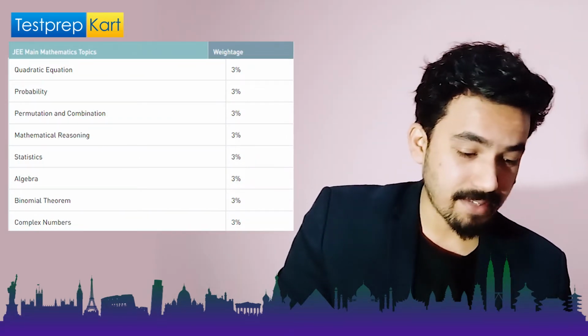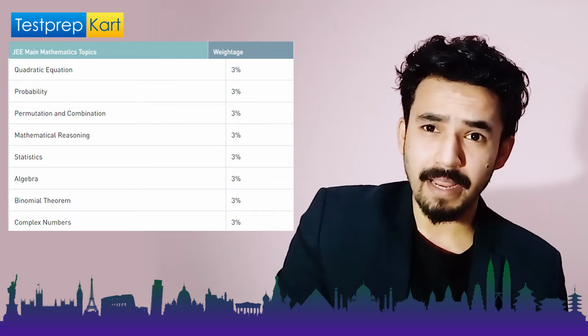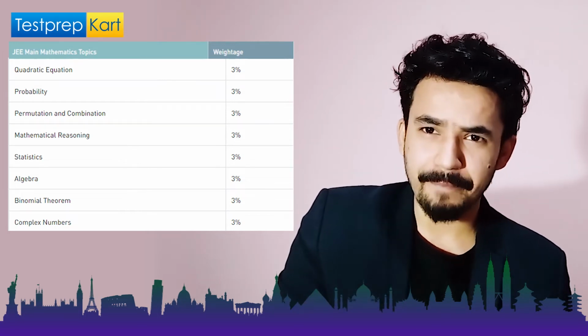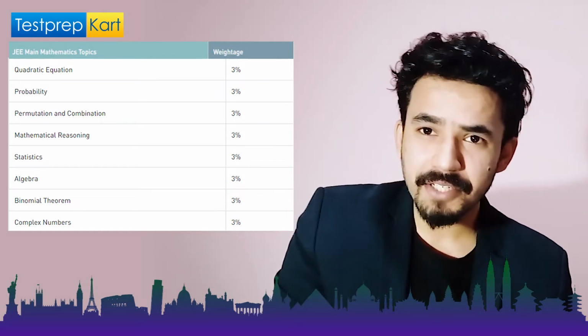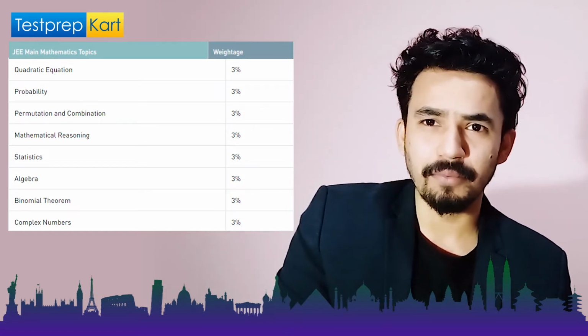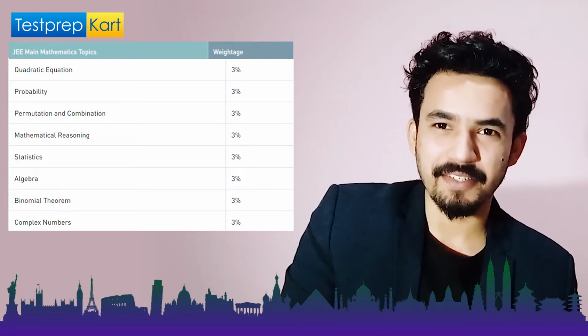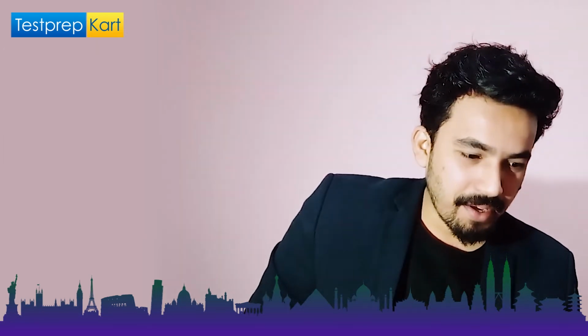So quadratic, probability, permutation and combination, mathematical reasoning, statistics, algebra, binomial theorem, complex numbers, these are all 3% topics, right? If these are 3%, you are going to invest much of your energy, but you're not going to receive that type of output. So avoid these topics as of now.